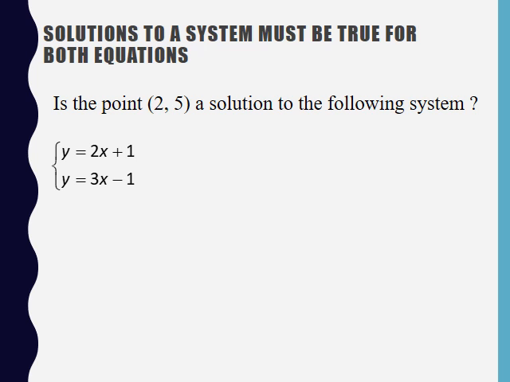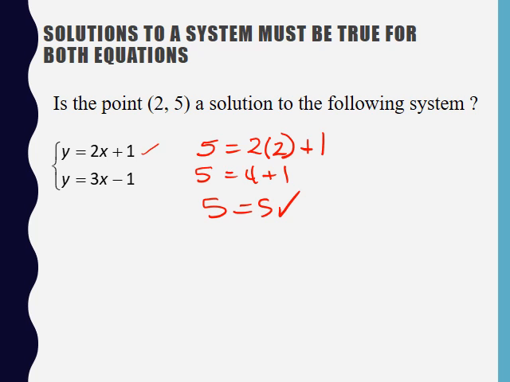If I'm plugging in 5 and 2, I'm going to get 5 equals 2 times 2 plus 1. So 5 equals 4 plus 1. 5 equals 5, checks. So that works for this equation. And then if I put it in the second, 5 equals 3 times 2 minus 1. So 5 equals 6 minus 1. 5 equals 5. So that checks.